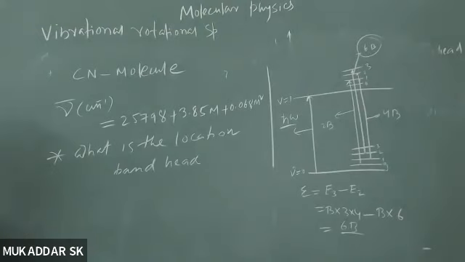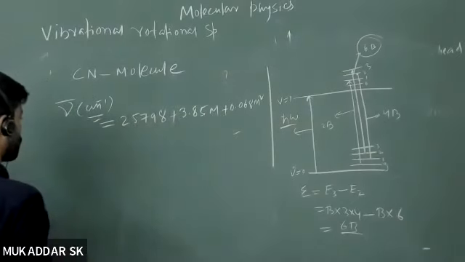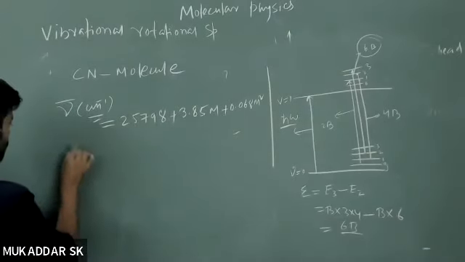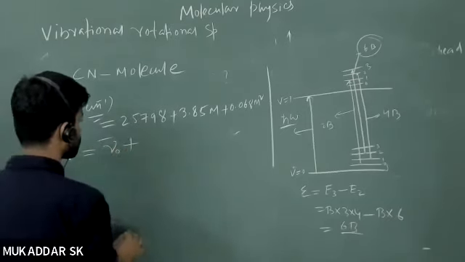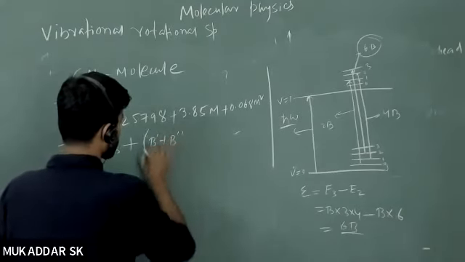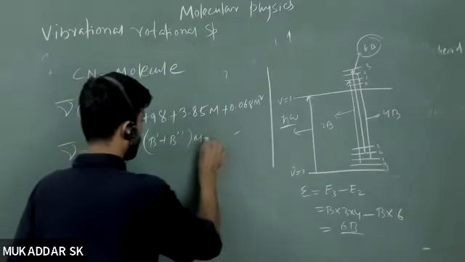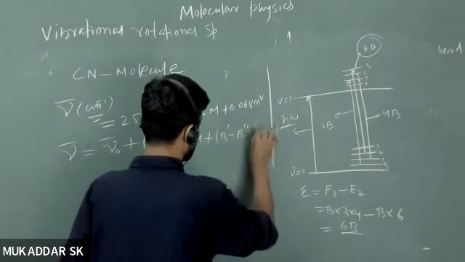25798 plus 3.85 m plus 0.068 m square, and that is given in centimeter inverse. So you have to calculate the location of band head. So very interesting thing. So we know that general expression of our wave number, right? That is what? Nu 0 bar plus what is that? B dash plus B double dash m, and you have last term, that is B dash minus B double dash m square.